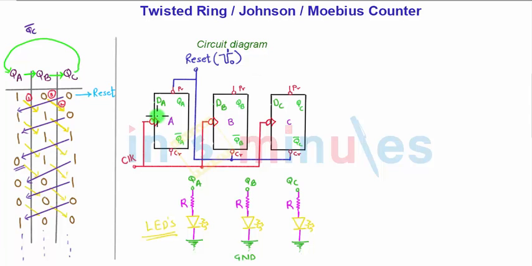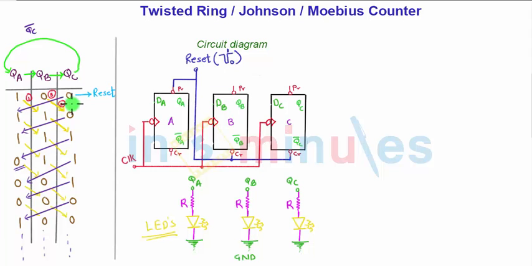Before applying the first clock pulse, I need to reset it. Why? Because whenever I power on the circuit, I should know the previous state of the counter, and the previous state, that is nothing but the reset state in our case, should be 100. That's why I am connecting the preset terminal of flip-flop A and the clear terminals of the other two, and I am going to give a small reset pulse there before applying the first clock edge.